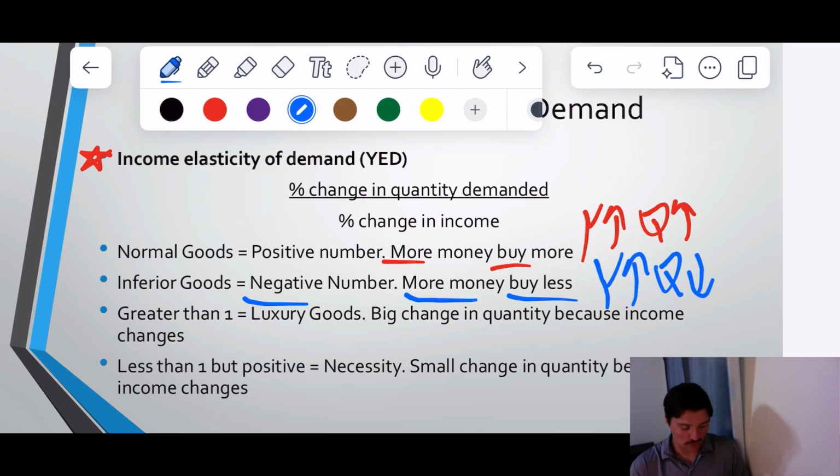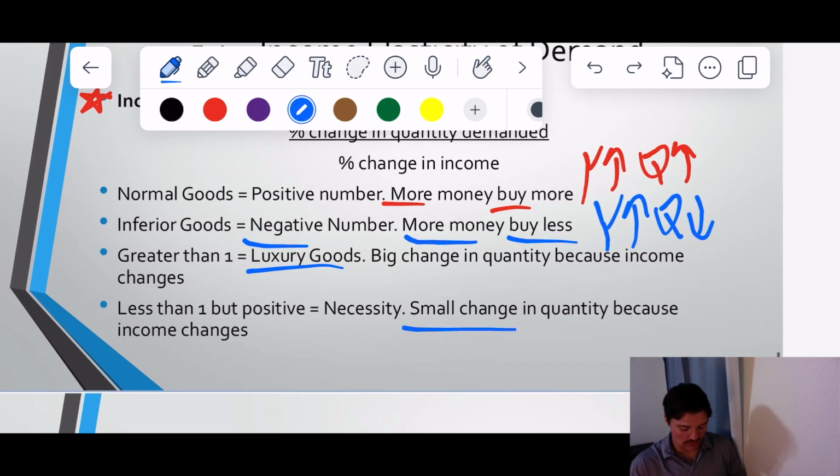We now have to add two more goods here. These are luxury goods and necessities. Through the process of this formula, if you got a little bump in the raise and went from not buying something to now buying it, that is considered a luxury good. Because now you have more money, you can afford this luxury item. So it's a luxury good because the YED is greater than 1. We had a big change in quantity because of a change in income. If we had a small change in quantity because income changes, this is a necessity.